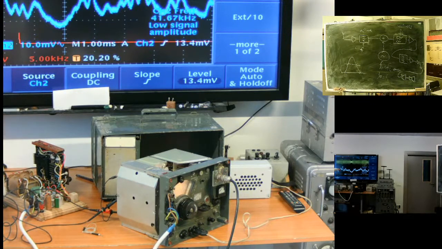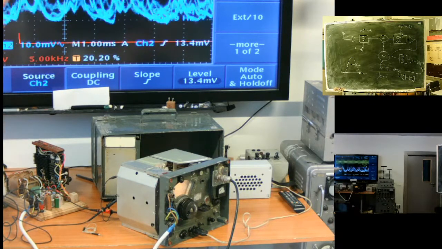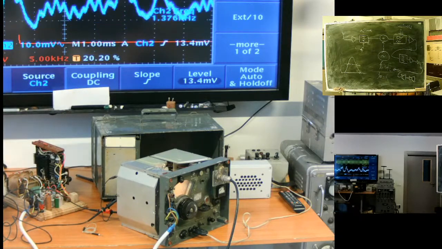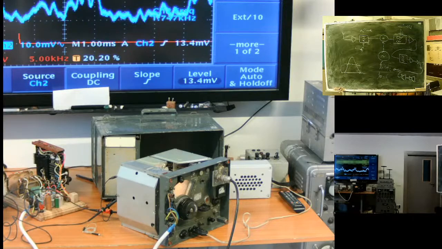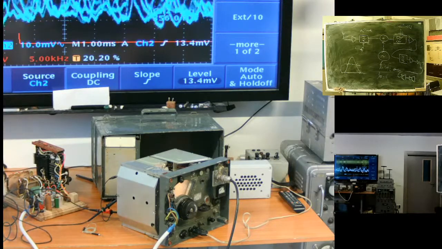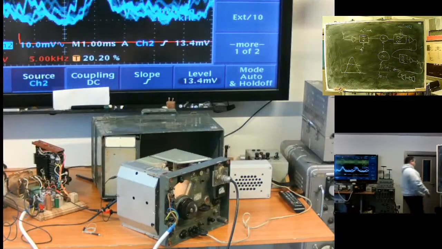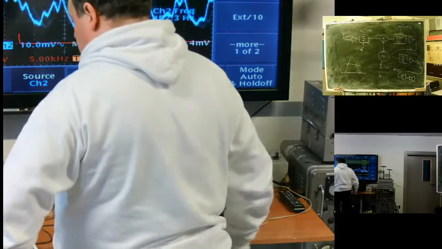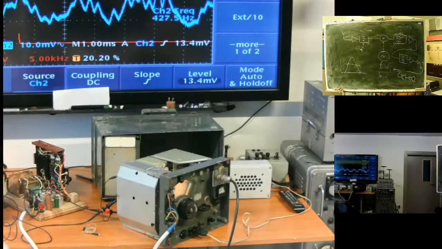Here it is, sound received and signal at intermediate frequency. And what about the spectrum? Moment.